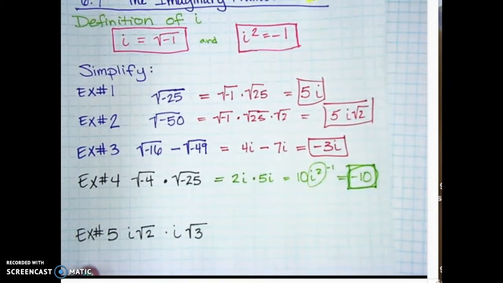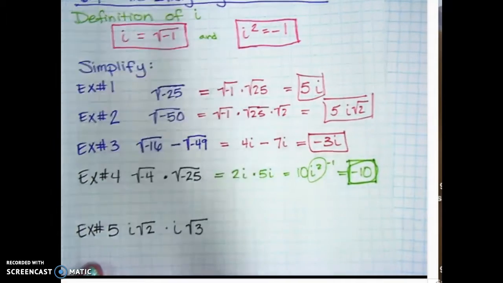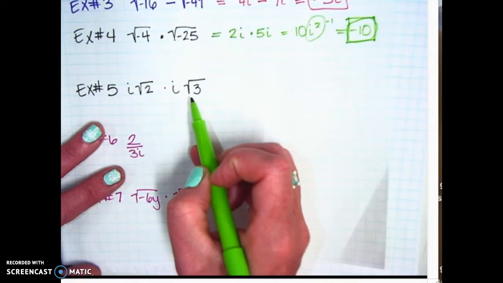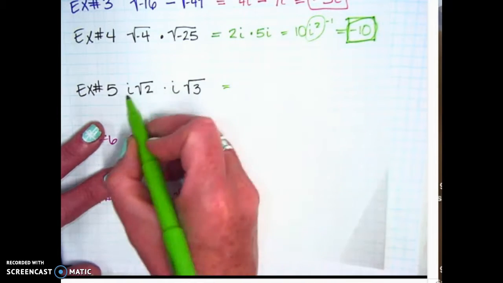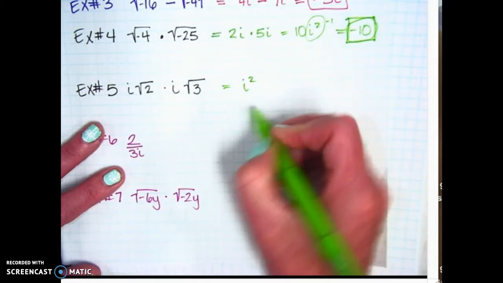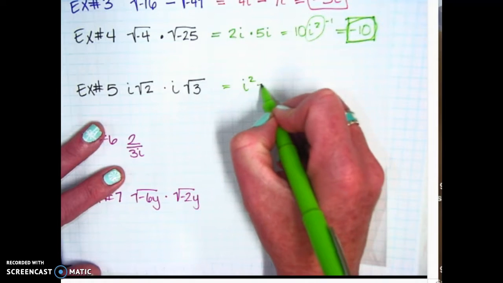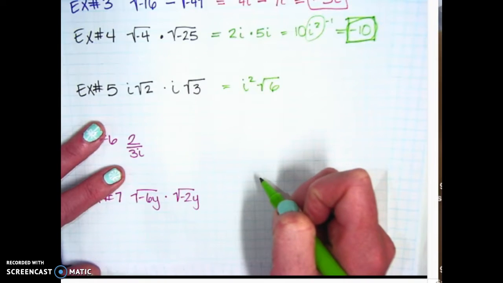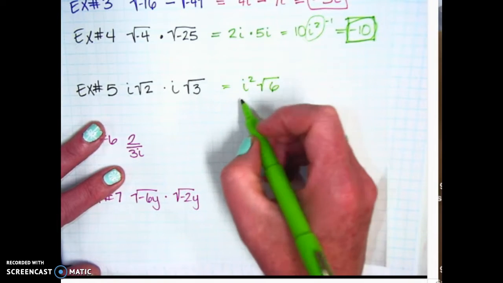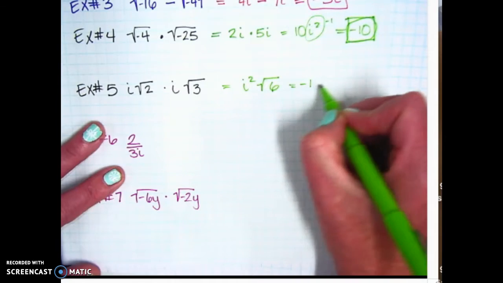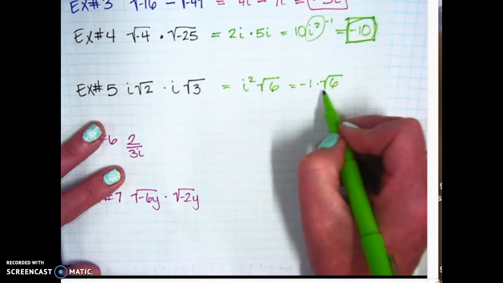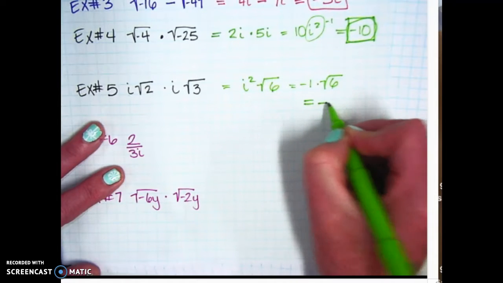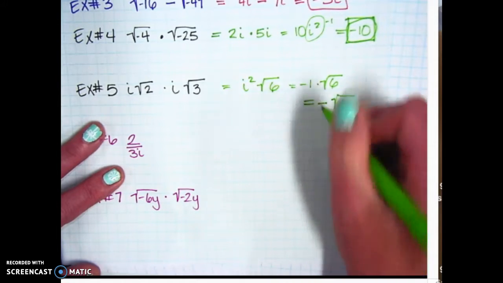Right? Jumping down to number 5. So we have I rad 2 times I rad 3. We're going to multiply the coefficients, so we get I squared. And then we're going to multiply the radicals, so we get the square root of 6. We know that I squared is -1. So this is the same as -1 times the square root of 6. Now if we could simplify this, we would, but we can't. So we're just going to simplify it to -rad 6.